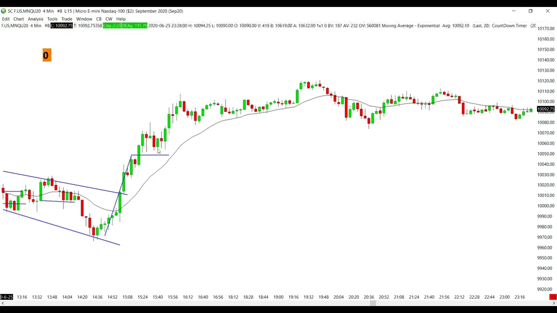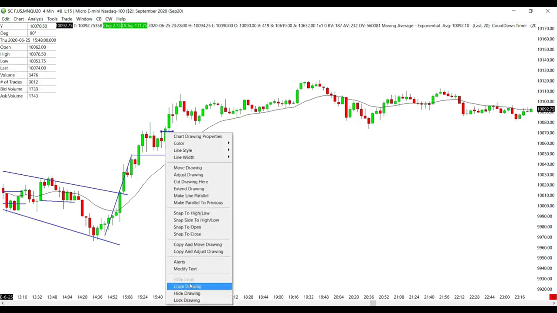So notice how we have a nice pullback to this level. It went up, it pulled back. It's a lower low, meaning that this candle right here didn't go below this candle. So this low is lower than this low. As soon as I see that, when it goes above this red candle right here, I'm looking to get in. All right, so that's a 1, 2, 3.